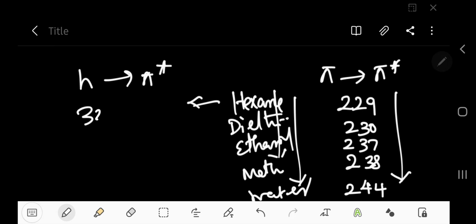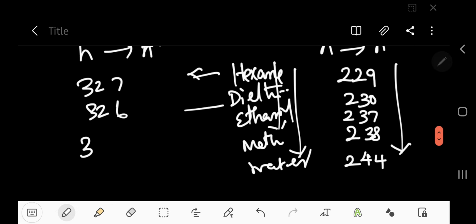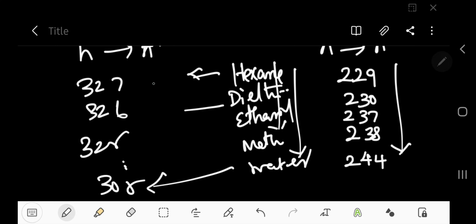In the case of the n to pi star transition, if you see, the same hexane shows 327 nanometer, and then diethyl ether shows 326, and it gets decreased to 325 until 305 for water. See, the wavelength gets shifted towards the shorter wavelength. There is an increase in the energy because in the n to pi star, the electron is highly stable in the n state. It wants to be always paired.